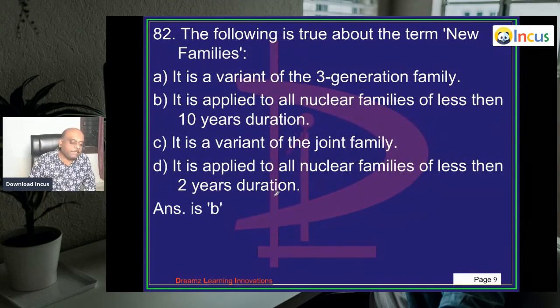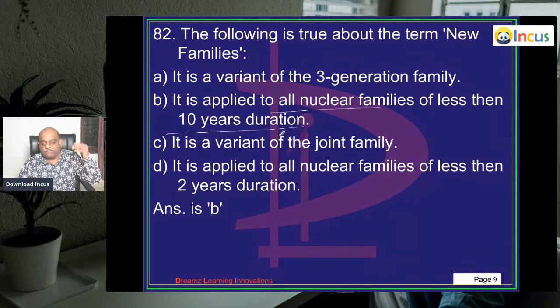What does new family mean? The nuclear families: husband, wife and their small children, these are called nuclear families. So all the nuclear families of less than 10 years of duration are termed as the new families, is what you need to remember.